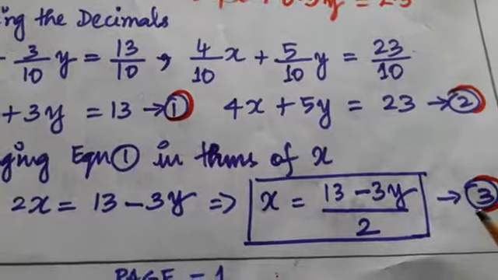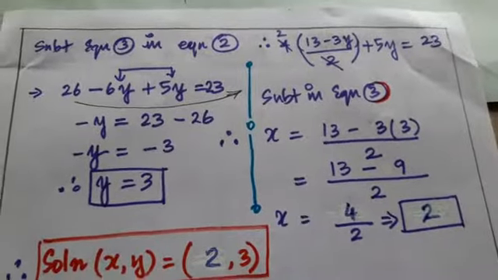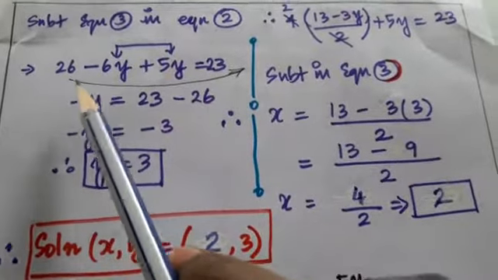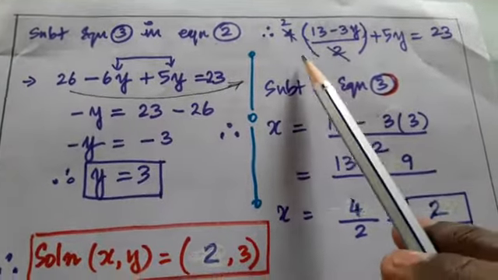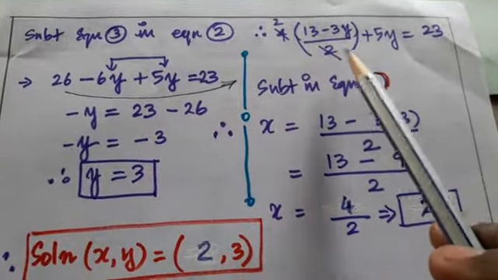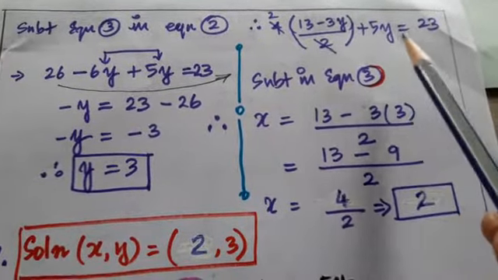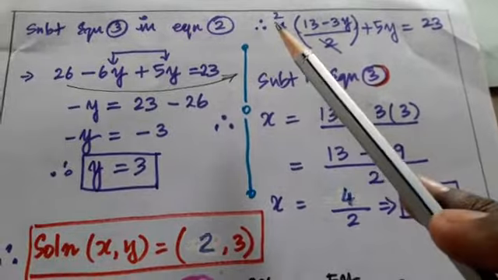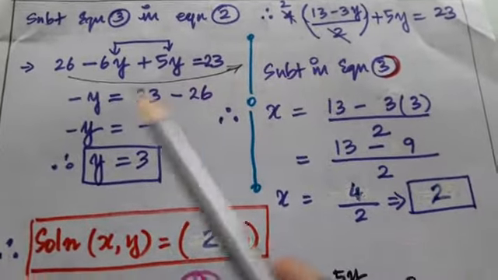That is equation 3. Substitute this equation 3 in equation 2. So I am substituting here. It will become 4 bracket (13 minus 3y) upon 2, plus 5y equal to 23. Here 2 and 4 get cancelled, so 2 times. Then I am taking that fraction here.